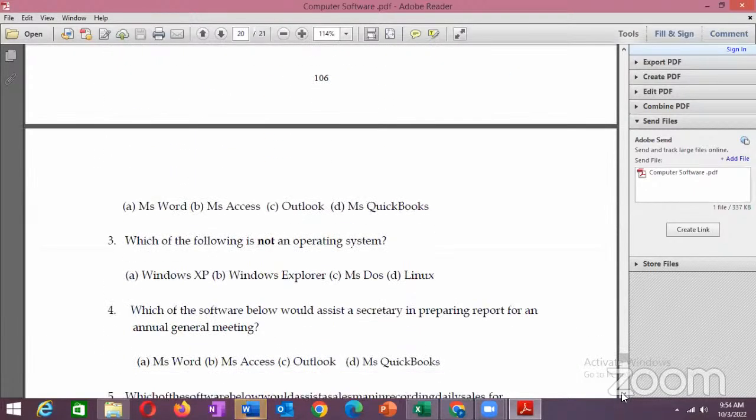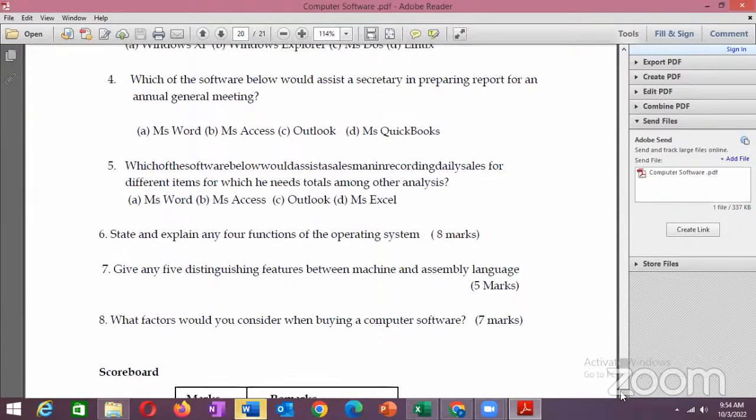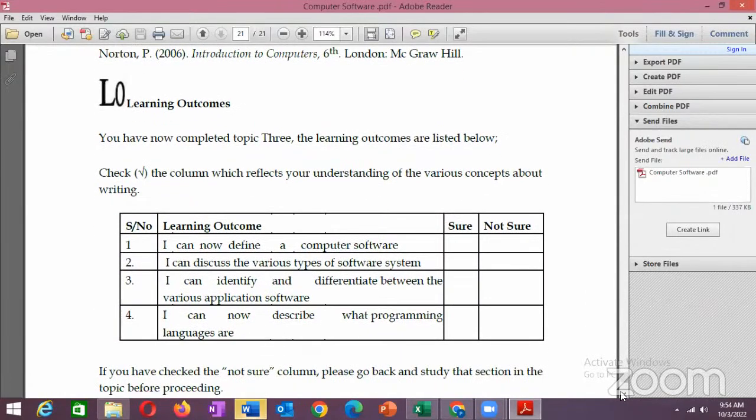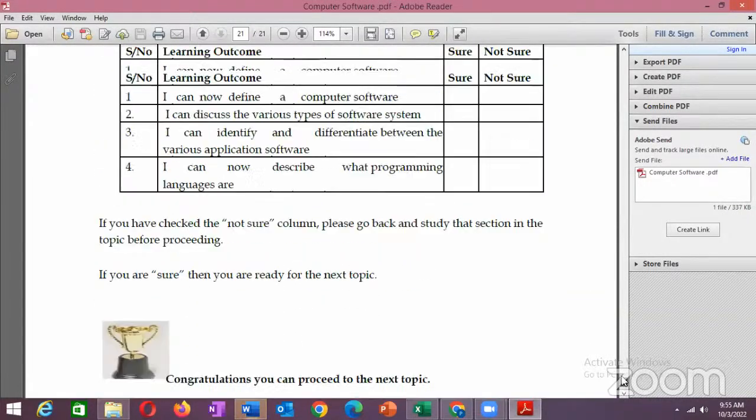So having said that, I think you have a lot of work within the week, and you can check yourself. Today you can ask yourself, can you now define what a computer is? Can you discuss the various types of computer systems, types of software? Can you identify and differentiate between various application software? Can you describe what programming languages are? If you are able to answer these, then you will be ready.